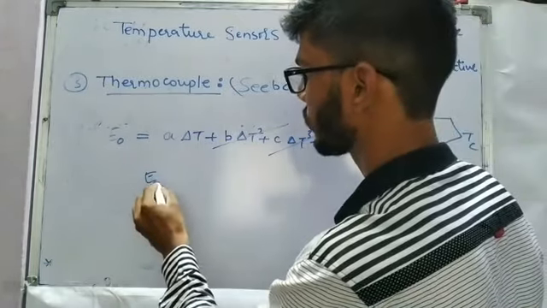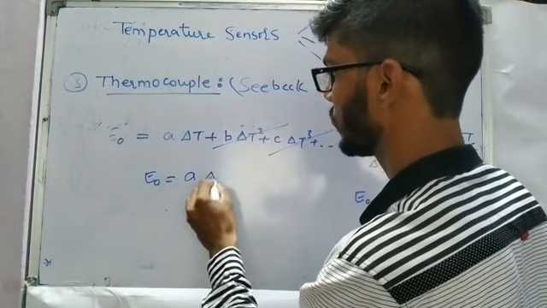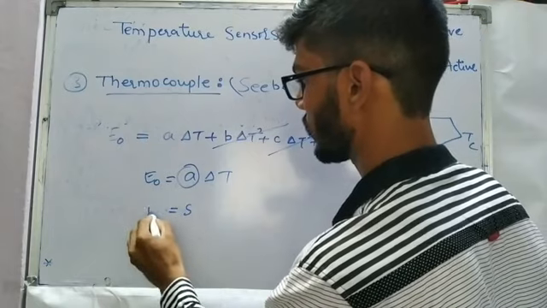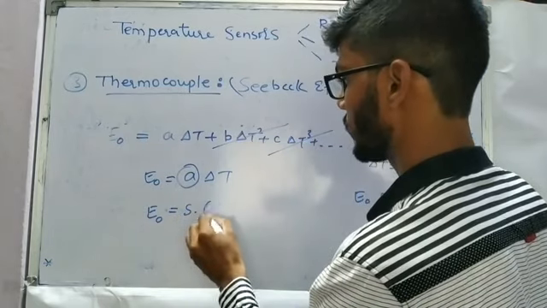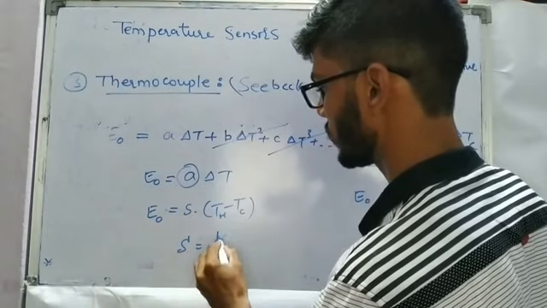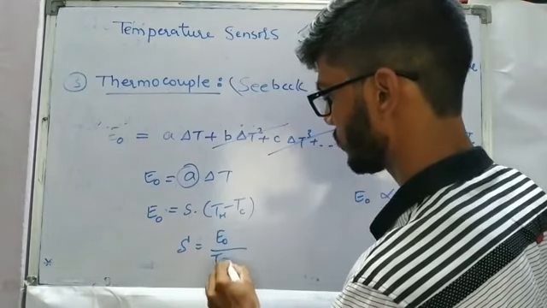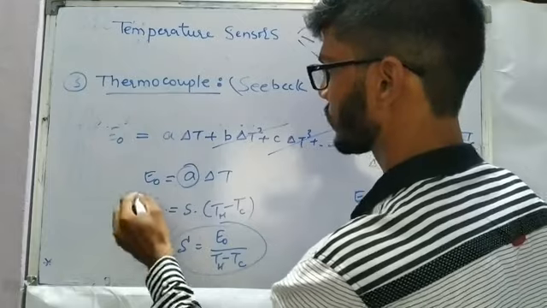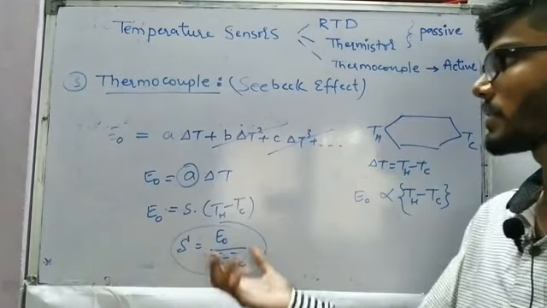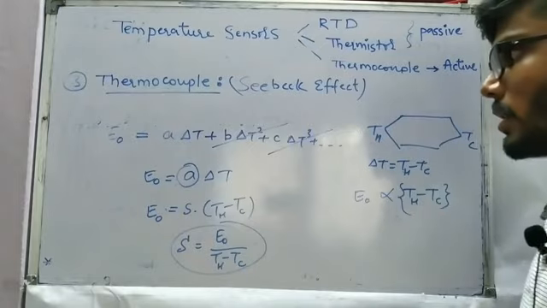So the output we are going to get is E naught equals A into delta T, and this A we are going to name as sensitivity S, into delta T, which will be TH minus TC. So the sensitivity will come out as E naught by TH minus TC, output by input. So that's what the expression of the thermocouple is going to be.